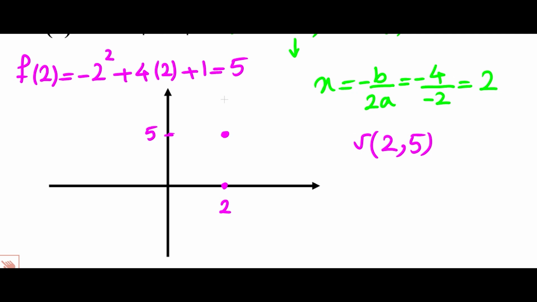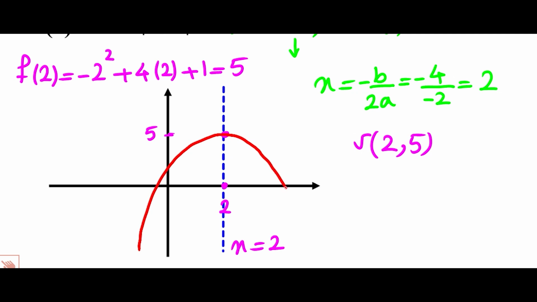And the axis of symmetry is x = 2. So the graph is this. Since the parabola opens downward, the vertex is the maximum point, (2, 5). The maximum value of the function is 5 and it occurs at x = 2.